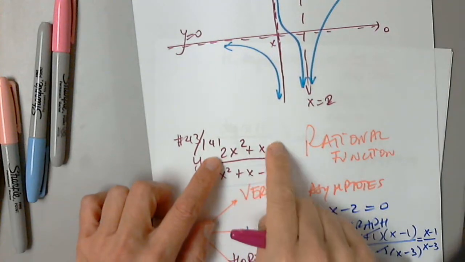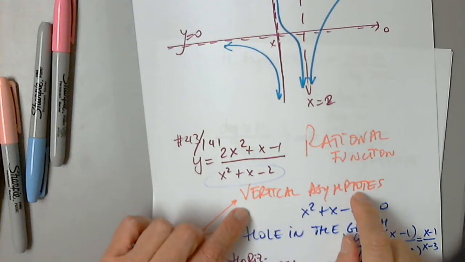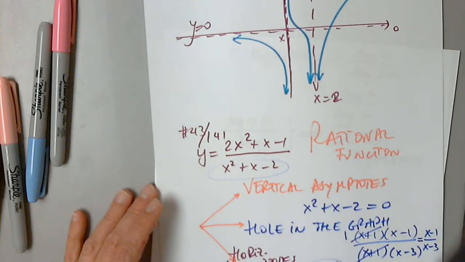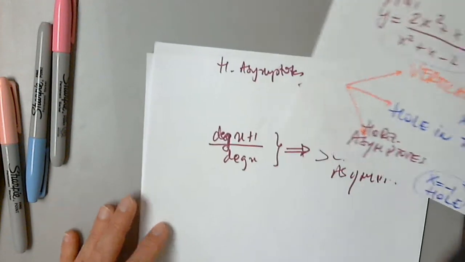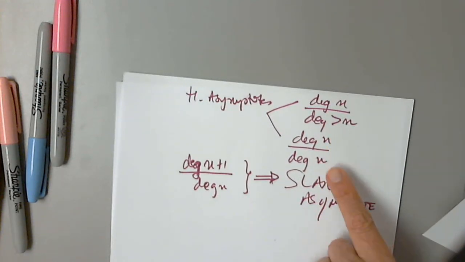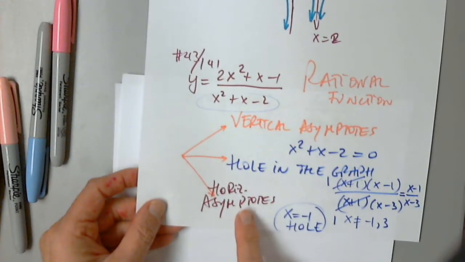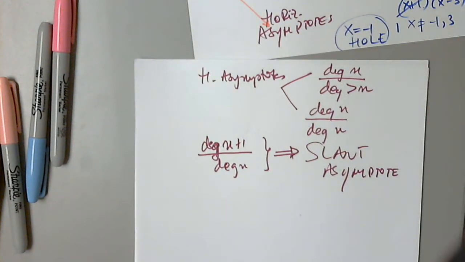I'm going to try to factor completely the top and the bottom, identify vertical asymptotes and find the limits left and right, and also determine the horizontal asymptote. It's the same degree over the same degree. It's not this situation. It's this situation. Same degree over same degree, so obviously there is a horizontal asymptote.